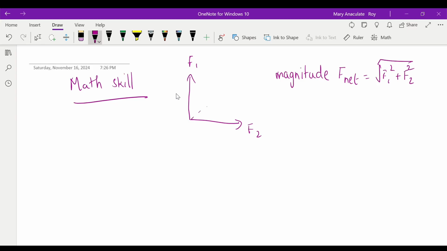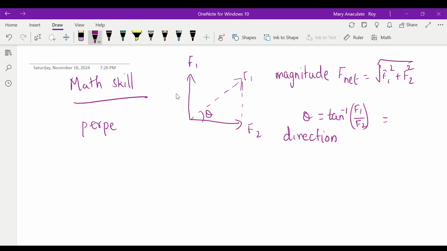And to find the direction you need to find the angle. Angle theta will be tan inverse of opposite over adjacent, so your opposite will be F1, so F1 over F2, and you will get the direction. So this is for vectors perpendicular to each other, or if the angle between them is 90 degrees. So you use these two formulae.